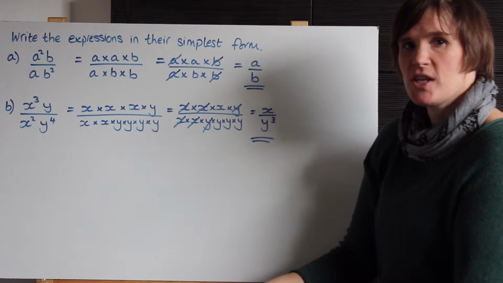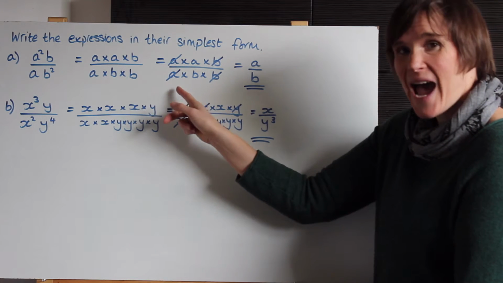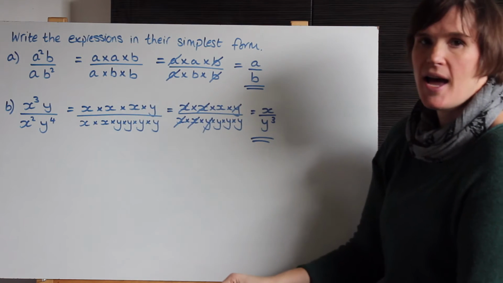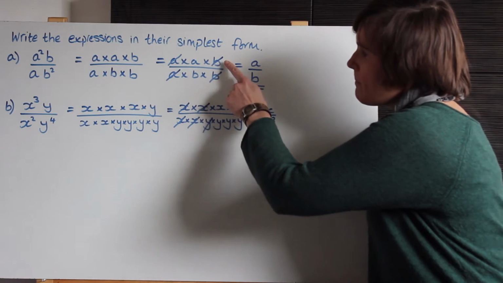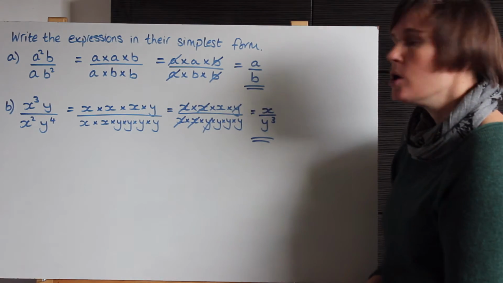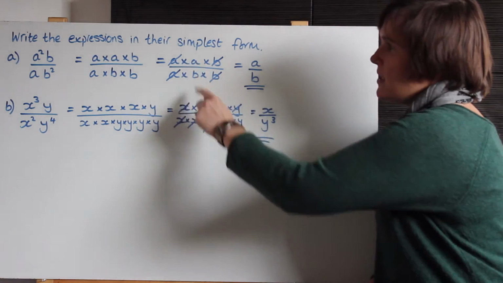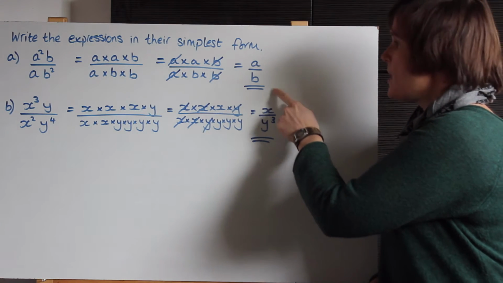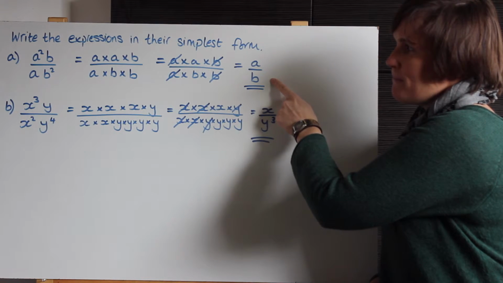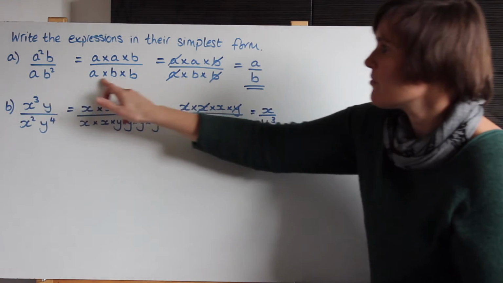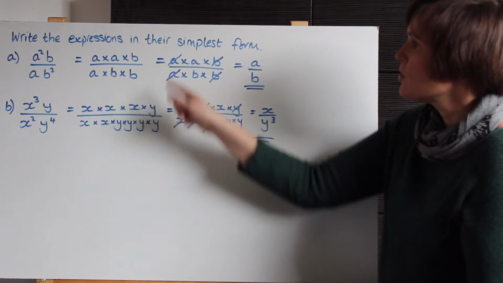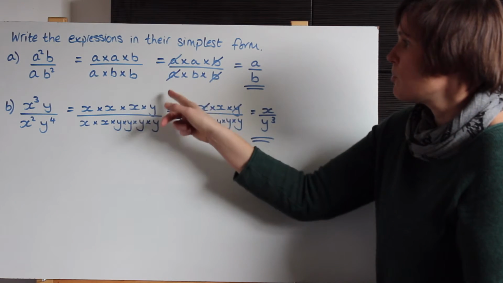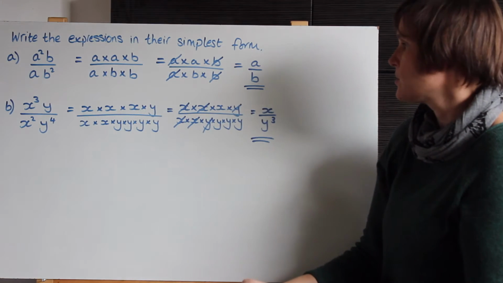Now we're going to have a look to see what we have on the top and on the bottom. Well, we can cancel 1a from the top and the bottom, and also 1b from the top and the bottom, which leaves us with ab. So the final solution to this, the simplest form, is a over b. So we write out the expression in full. We then look to see what appears on the top line and on the bottom line, and anything that's on the top and the bottom we can cancel out.